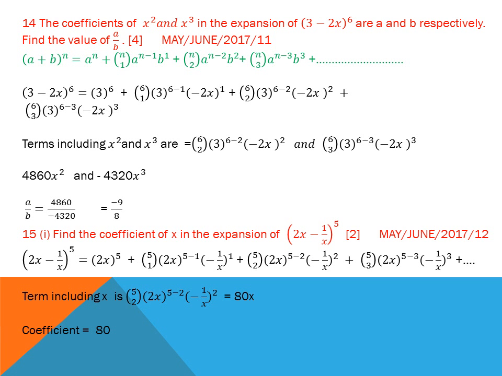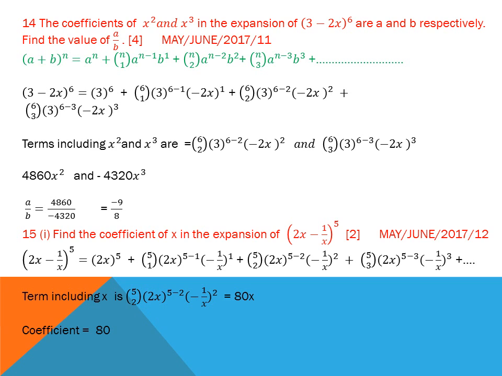In question number 14, the coefficients of x^2 and x^3 in the expansion of this are a and b respectively. Find the value of a over b here, 4 marks. It means we will find the terms including x^2 and x^3 here. (3 - 2x)^6: 3^6, then 6c1 x^1, then 6c2 x^2, then 6c3 x^3.